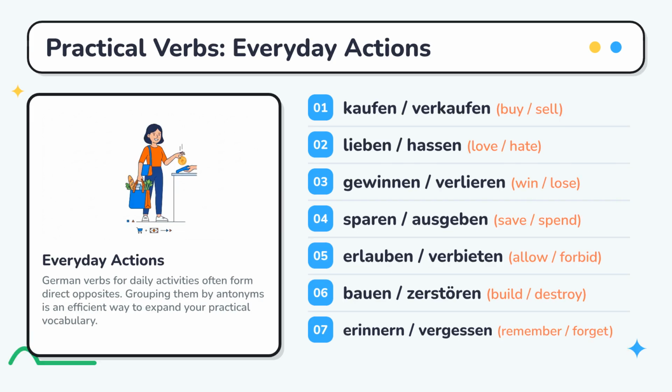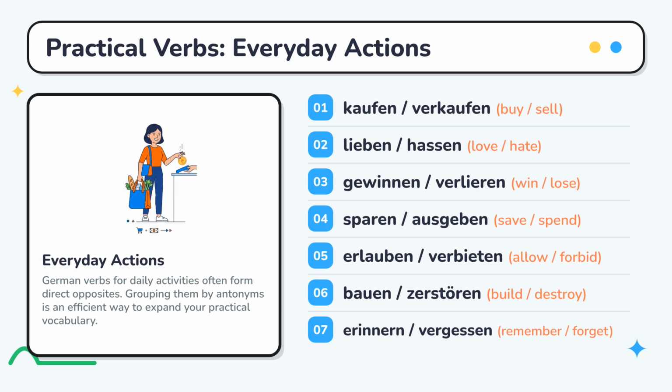Next, let's look at our daily workhorses. For commerce, we have kaufen and verkaufen, buy and sell. For emotions, lieben and hassen, love and hate. In competition, gewinnen and verlieren, win and lose. With money, sparen and ausgeben, save and spend.